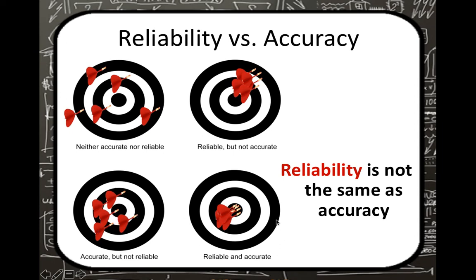Now this last one, this is both reliable and accurate. We're hitting the bullseye, we're hitting what we want to hit, and all the darts are basically in the same area. So we're getting the same result each time, and that result is accurate each time.